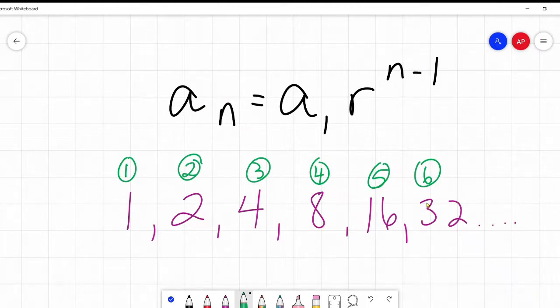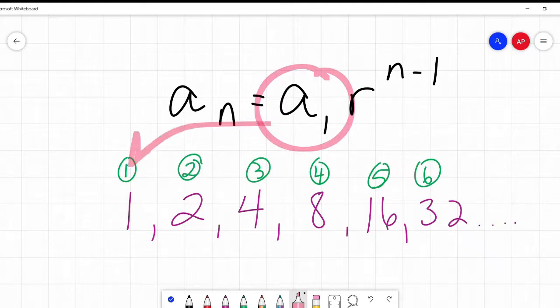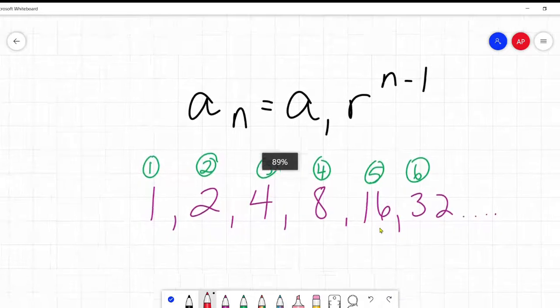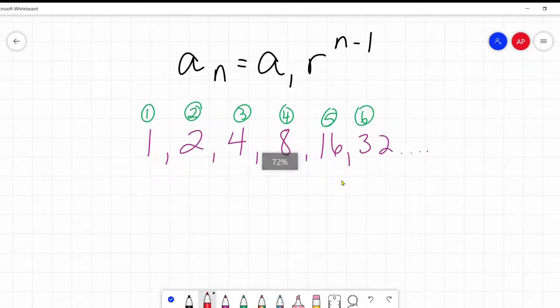This is true for arithmetic and geometric. That's what the n means. R is our ratio, what we're multiplying by each time. And A sub 1 is, you guessed it, the first number in the sequence. Because like we just said, the little sub means where it is in the sequence. So for this sequence, let's fill in the blanks.